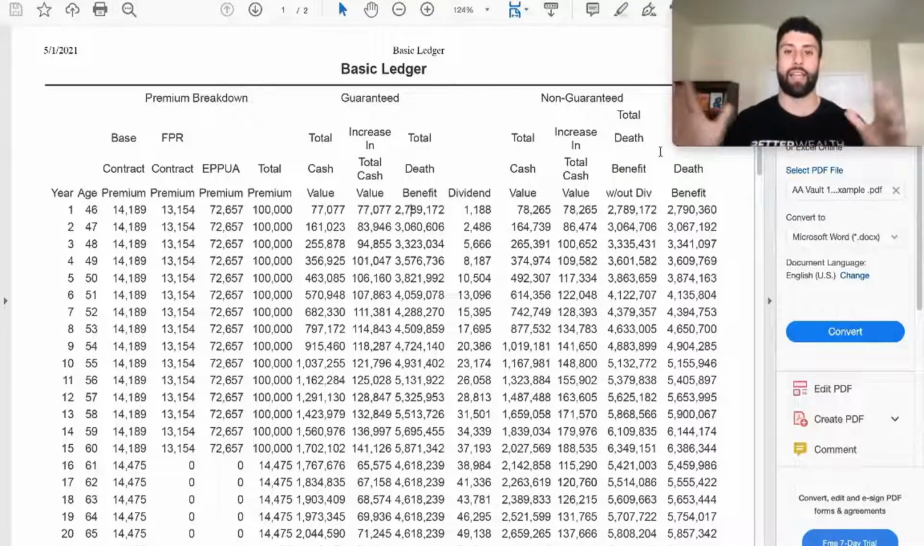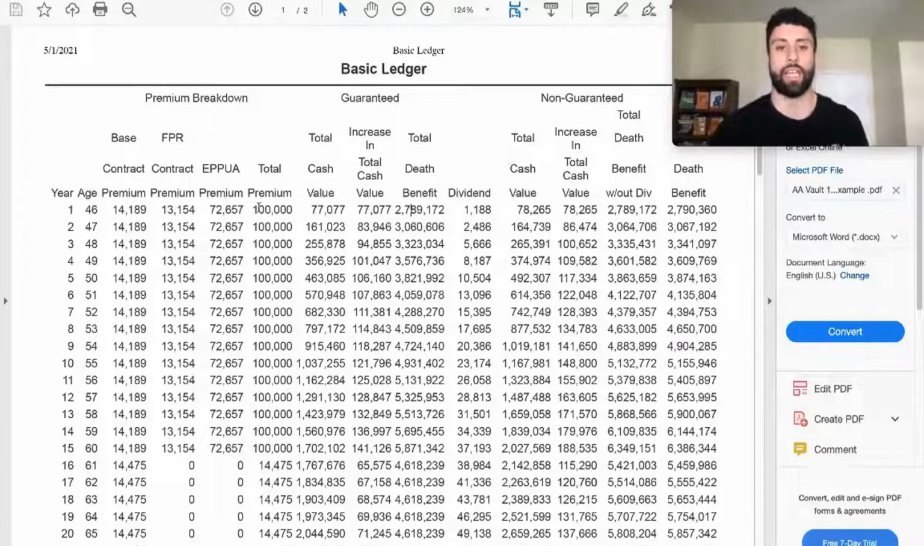And on the non-guaranteed side, the dividend has essentially been paid out for over the last 100 years. These companies have not missed a dividend payment. Now, the dividend will increase or decrease based off of interest rates and based off of profitability of the companies. But what we're going to do is look at the non-guaranteed side. Since companies have not missed a dividend payment over the last 100 years, we're going to focus on the non-guaranteed column. So what we're doing here is this is our total premium amount, our contribution.